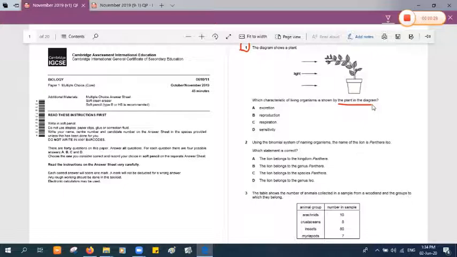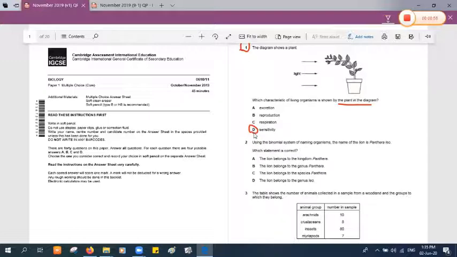Here you can see that the plant responds to the change in the light direction. So what will it be? It will be letter D, sensitivity. And we have discussed this topic before. It's about plant tropism, and here, this is phototropism.